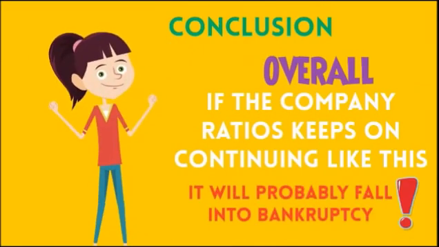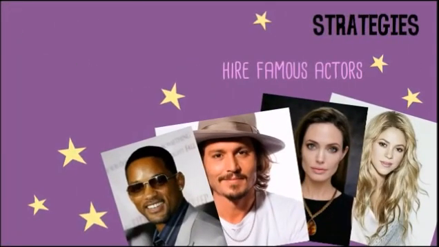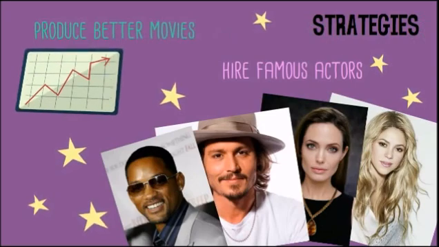Overall, if the company ratios keep on continuing like this, it will probably fall into bankruptcy. A strategy that they can use is to hire famous actors and produce better movies to increase sales and profit.